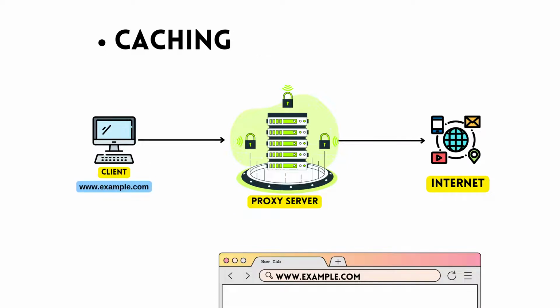Proxy server speeds up access. Proxy servers can cache frequently accessed resources locally. When a user requests a cached resource, the proxy can deliver it directly, reducing the load on the Internet connection and speeding up access times.